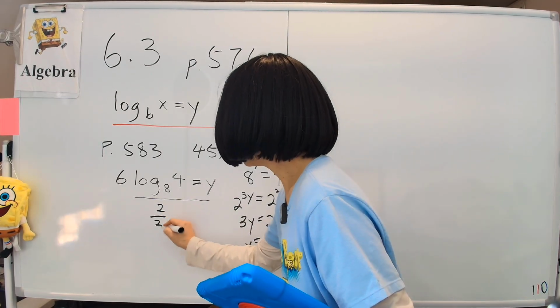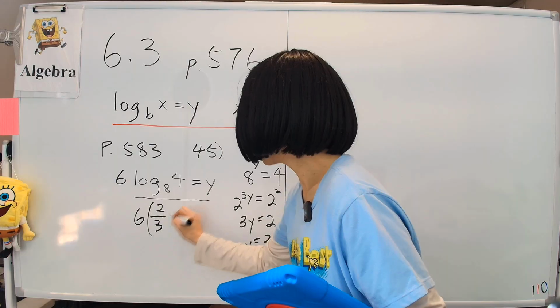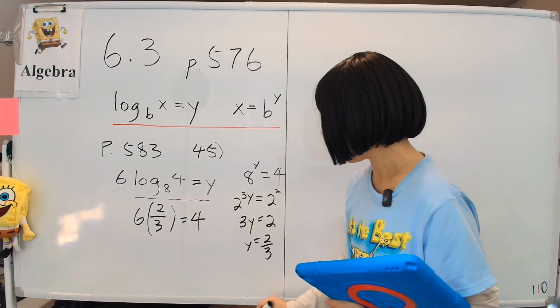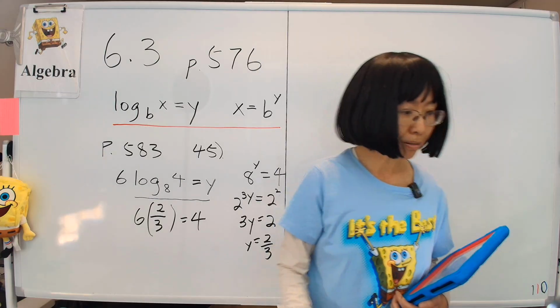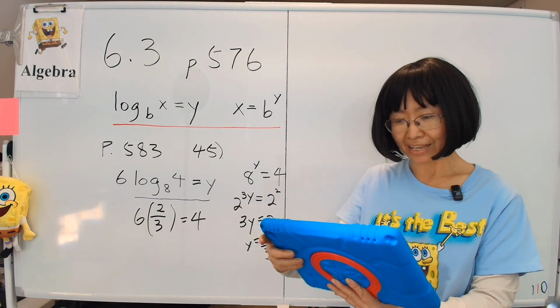So then the whole thing would be 6 times 2 over 3. 6 times 2 over 3, cancel out the 3, that should be equal to 4, and that should be the answer to this problem 45. That's correct, okay? I just checked the answer at the back of the book, and it is right.